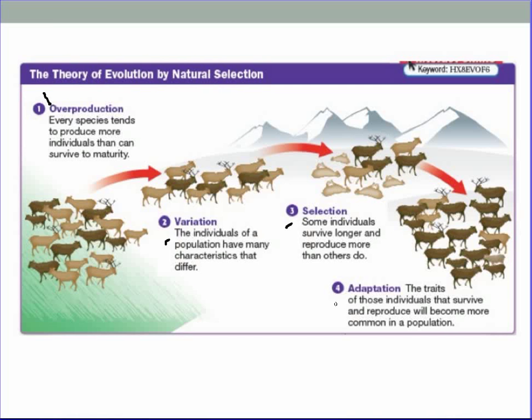And lastly, the fourth step is adaptation. The traits of those individuals that survive and reproduce will become more common in a population. Because the other organisms died out, and these organisms were able to survive, they're able to reproduce. They are more fit. So they're able to reproduce, they make more offspring, and they pass on their characteristics, while the other organisms don't. And that is how a species changes over time. And that is the mechanism of evolution.